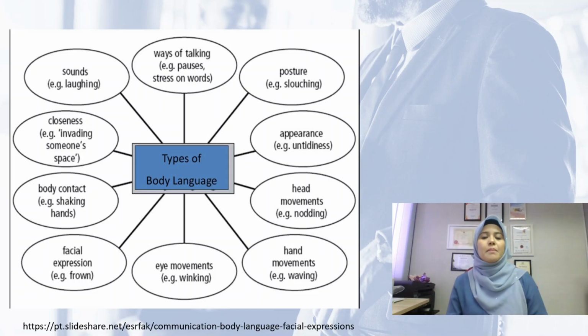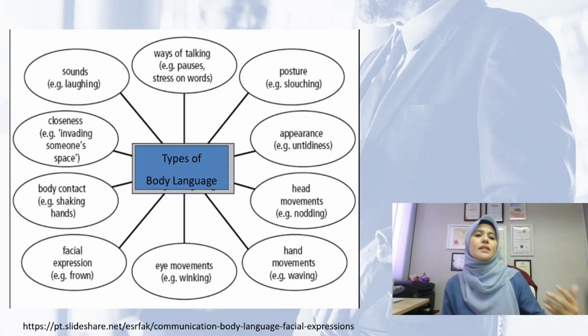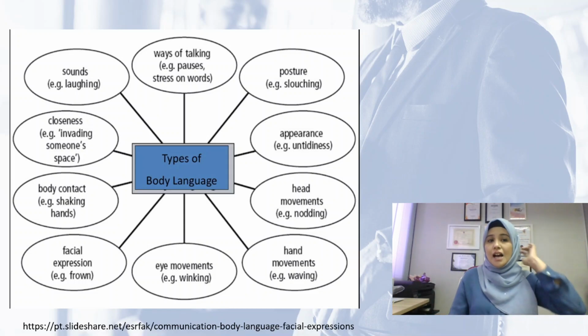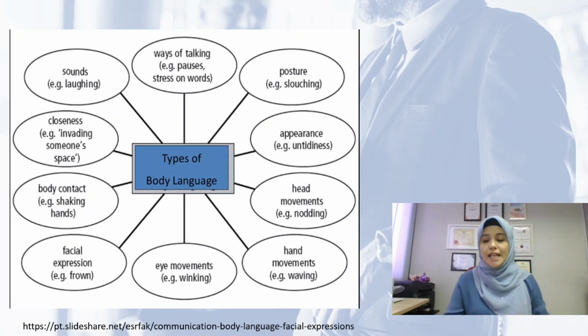Closeness. Make sure you respect people's space when you are queuing up, when you are on the bus or in a public area. You respect other people's space. Don't be too close to one another, because that may cause another person discomfort and signal something negative. Right? Sounds like laughing, crying, and other sounds are also part of body language.